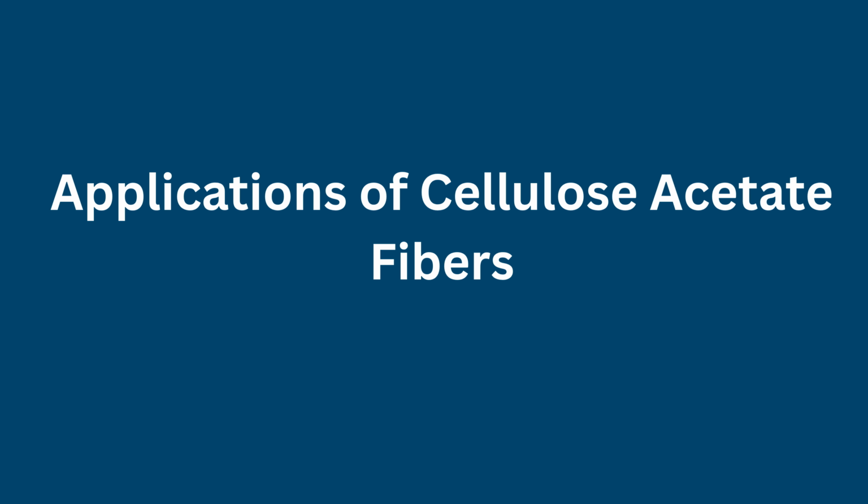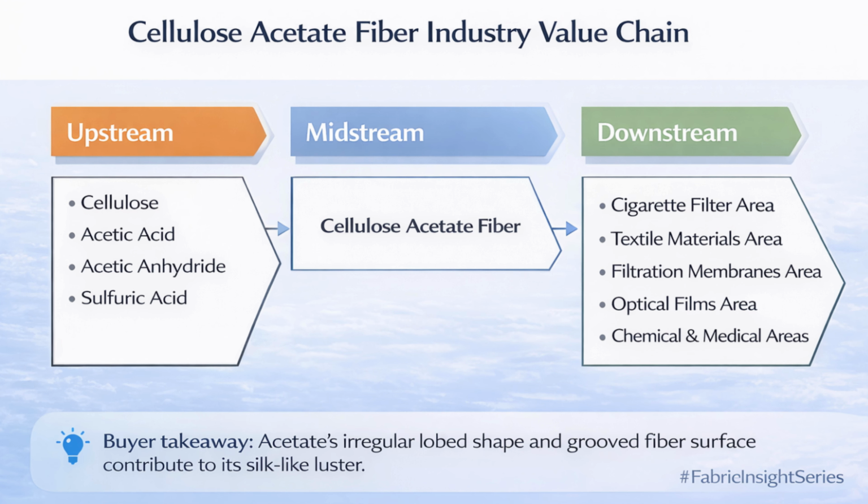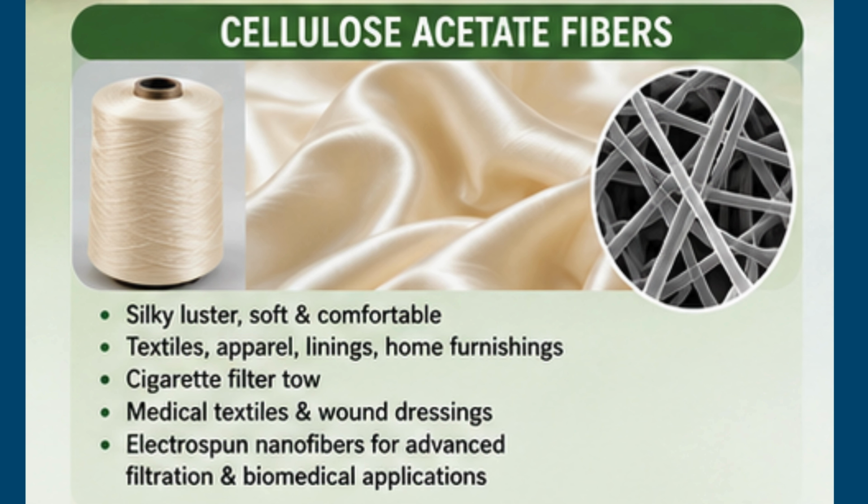Applications of cellulose acetate fibers. Cellulose acetate fibers possess a characteristic silk-like appearance, excellent drape, luxurious softness, and high luster. Consequently, they remain popular in fashion, textiles, linings, dresses, neckties, scarves, bridal fabrics, and decorative home furnishings. Their thermoplastic nature permits permanent pleating and wrinkle retention, unlike regenerated cellulose fibers.